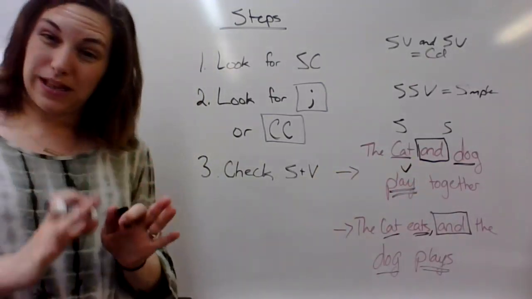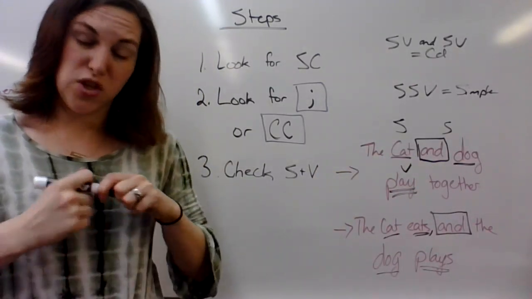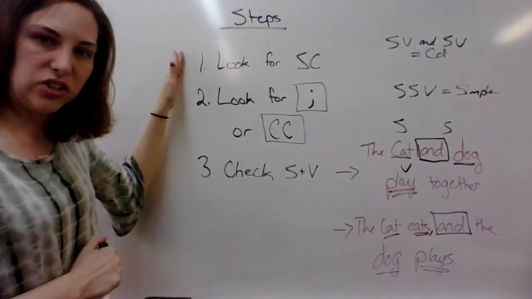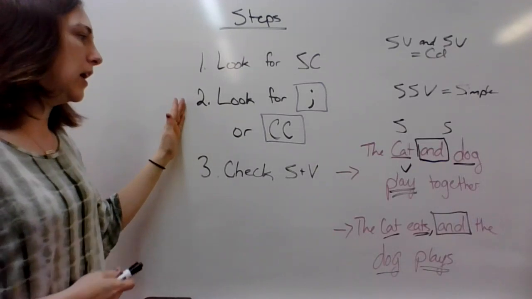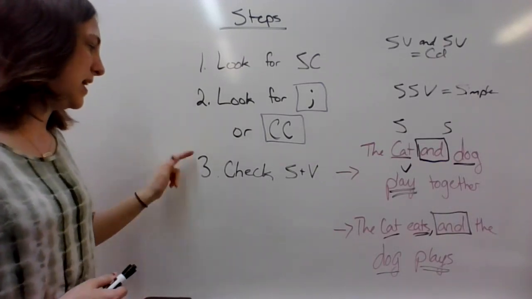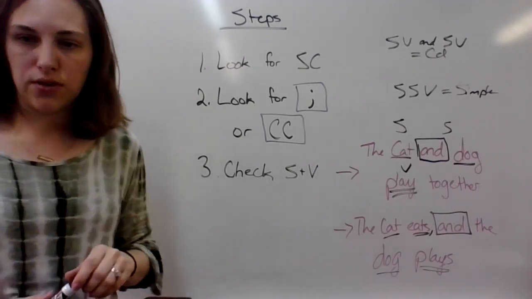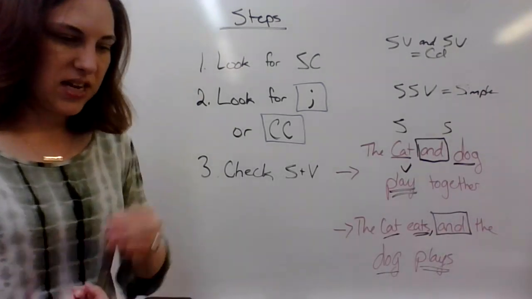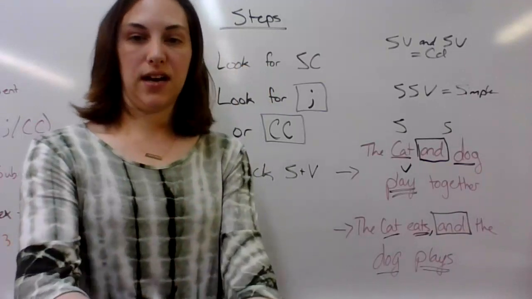All right. Hopefully that's clear enough. Didn't want to confuse you anymore. I would just stick to these steps. Look for a subordinating conjunction. Look for a coordinating conjunction or semicolon, and then double check your subjects and verbs. Make sure you have enough for it to work. All right. Work on this page and let me know if you have questions as you go forward.